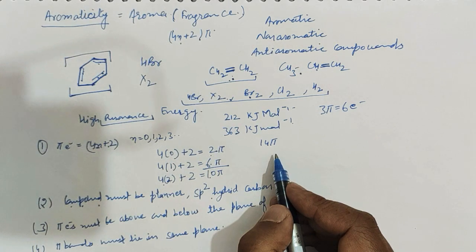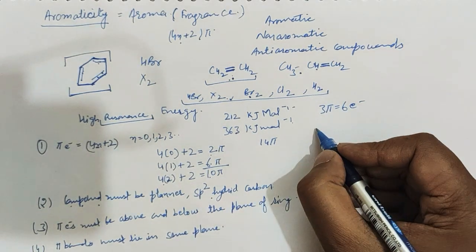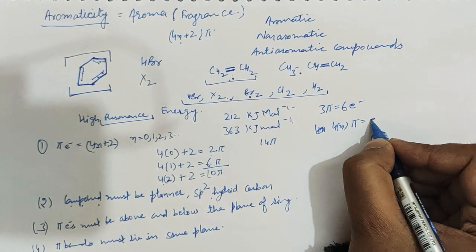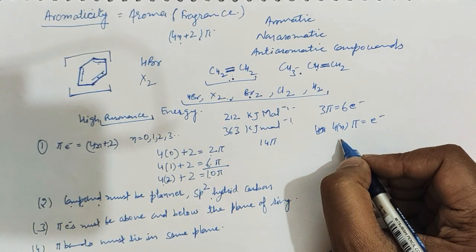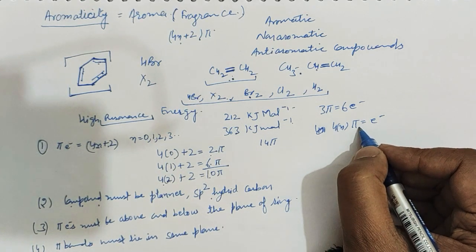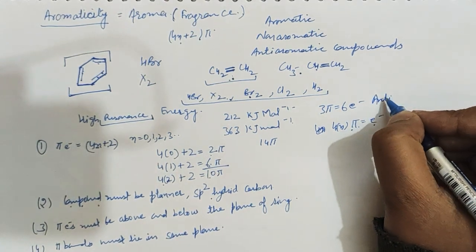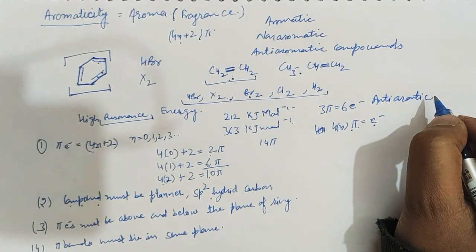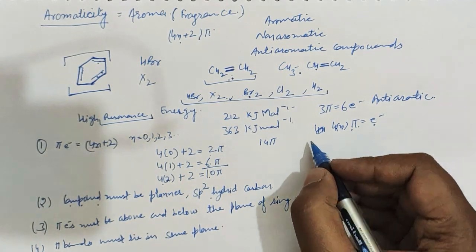The sixth point is, a cyclic compound with 4n pi electrons should be even less stable than its open chain analogue, and such cyclic compounds are called anti-aromatic compounds. So for an anti-aromatic compound there should be 4n pi electrons, where n can vary from 0, 1, 2, 3. If n is 2, then it is 8 pi electrons, and a compound containing 8 pi electrons will be called anti-aromatic.